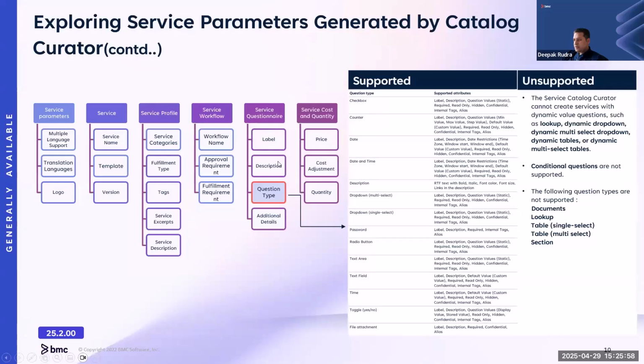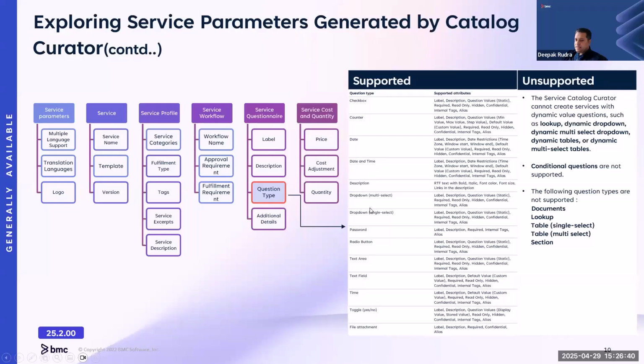Now, coming on, I'm not going into detail of each of these. I'm really highlighting the ones where you need to know things. Okay, so question types, what are the question types that are supported? Because ultimately the entire questionnaire section is based on what we are going to support. So we are supporting, and all of this you'll get in the documentation, but I just wanted to set the stage so you know about it and you can ask your questions to me and to my team. We are going to support checkbox, counter, date, date time, description, drop down multi-select, drop down single select, password type question, radio button, text area, text field, time, toggle, file attachment.